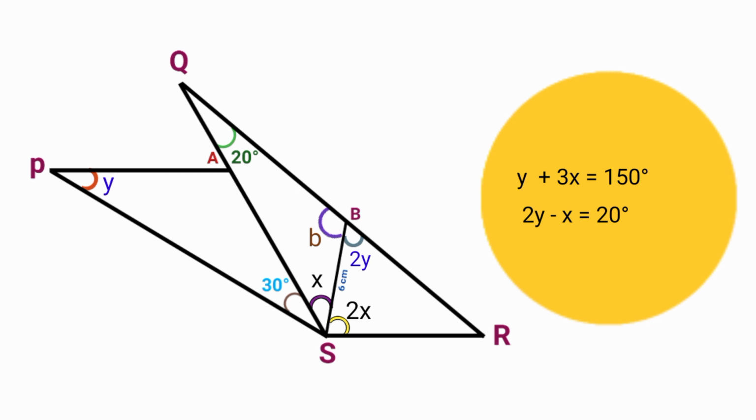So now we have this equation here, and recall our equation here, y plus 3x equals 150 degrees. So what we can do now is to solve the equations simultaneously. In mathematics, when we are to solve two equations simultaneously, we either solve it using the elimination method, or by substitution, or matrices. But in this video, we are going to solve using the elimination method.